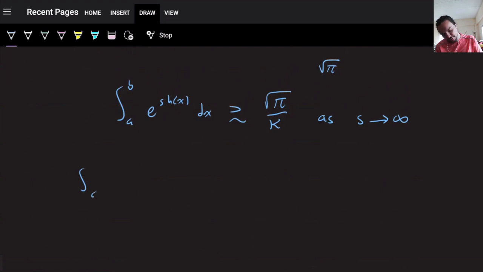So the integral from a to b of e to the s h(x) dx. Okay, for the upper bound, we can't quite get rid of the a and b and just replace them with minus delta and delta like we did before. If we do that, then we're going to be dropping stuff, and we're trying to get something bigger, so we can't do that. But it turns out that those terms are going to be easy to deal with. So let's split it up into 3 parts.